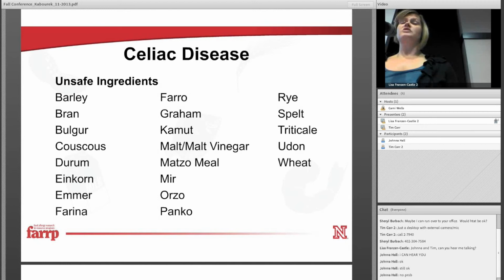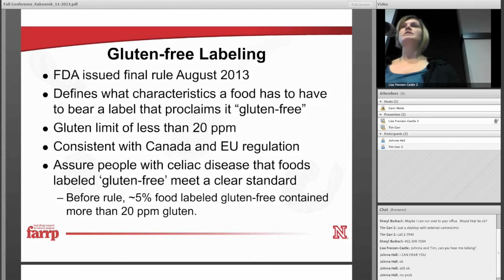It's not a huge deal right now to U.S. manufacturers because Canada and the EU have had 20 parts per million for a number of years. So most of the U.S. companies that import and export to other parts of the country and to the world, they've been doing the 20 parts per million already. It helps people with celiac disease give them a clear standard that, yes, this is at 20 parts per million or less. Before, we did some studies, and we pulled foods off the shelves and did assays on them. And prior to the 20 part per million gluten rule, about 5% were labeled gluten-free, but really were contaminated with gluten. So that'll probably get lower here now that the law passes.